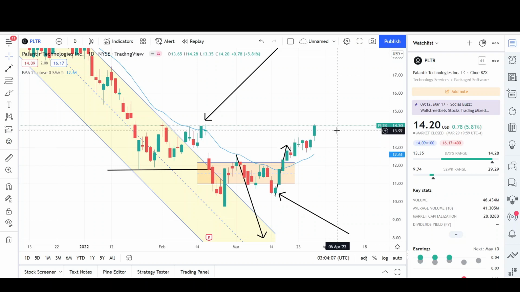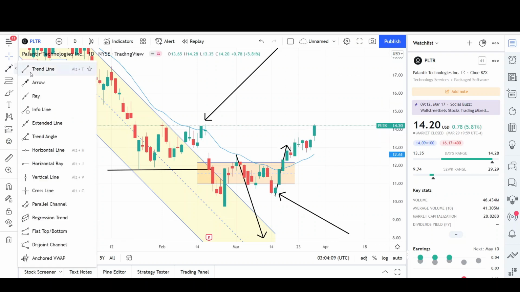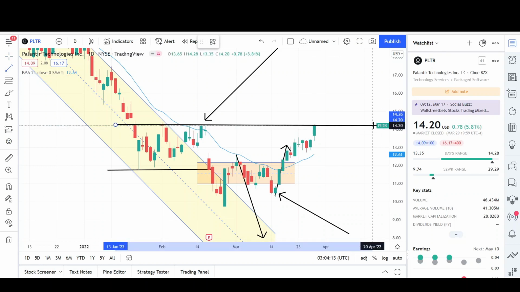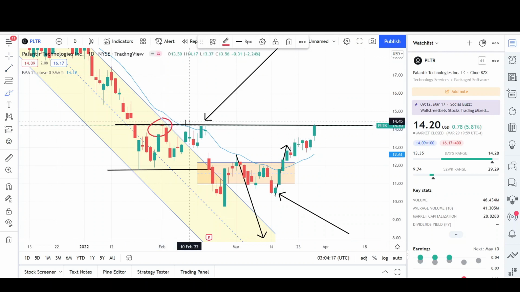So where are we going now? We are at a potential resistance zone, so we could see some selling coming in for Palantir if it doesn't break this level. You can see that we got rejected here previously. We had a triple top before we gapped down very largely, went back down to lows.